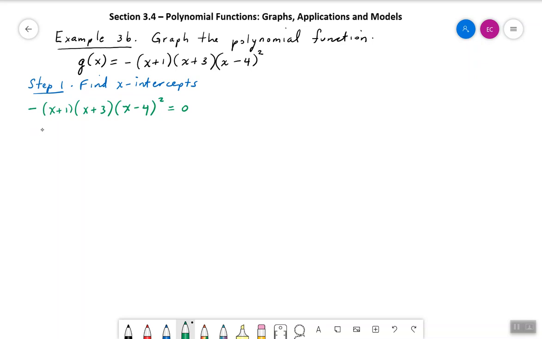And let's see here, we'll have x + 1 = 0 gives us x = -1. x + 3 = 0 gives us x = -3. And x - 4 = 0 gives us x = 4. So we can write those as ordered pairs.